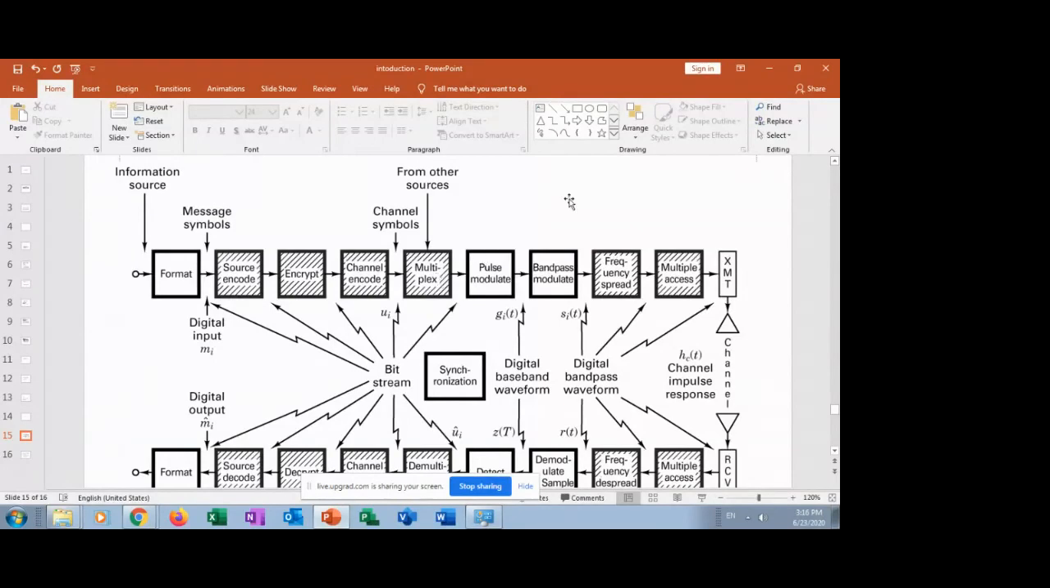After that, the pulse modulator. The pulse modulator we have already studied, that is pulse code modulation, delta modulation, or differential pulse code modulation, like that. After that, a band pass modulator. This is the part where we introduce one of the modulation techniques, band pass modulation. It could be amplitude modulation, frequency modulation, or phase modulation.